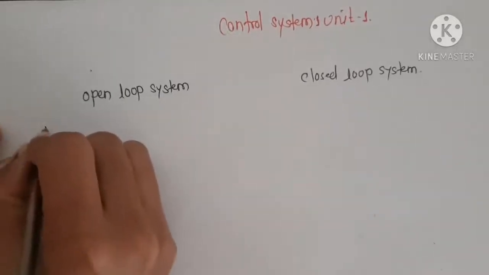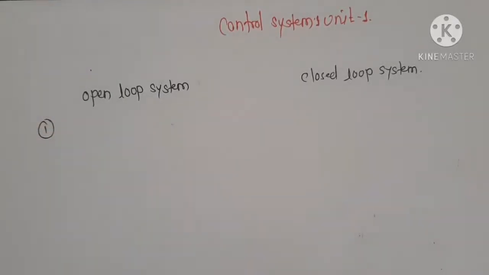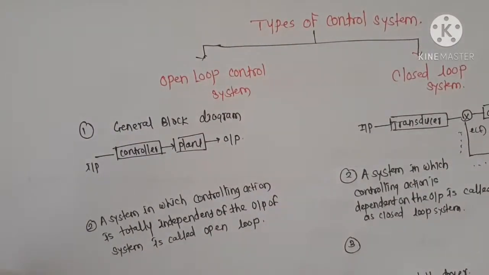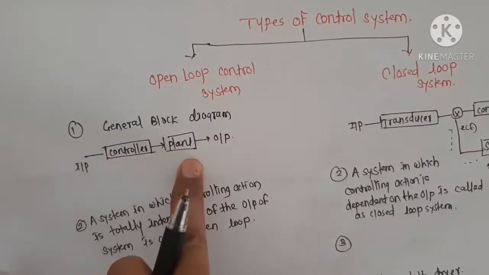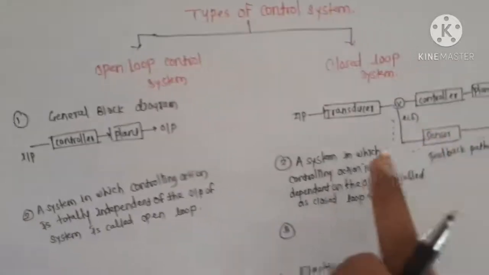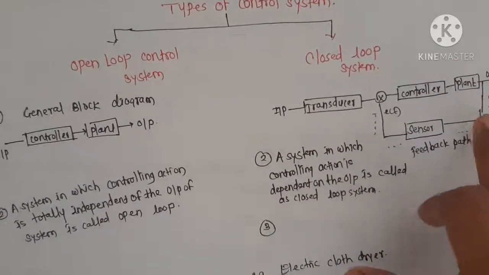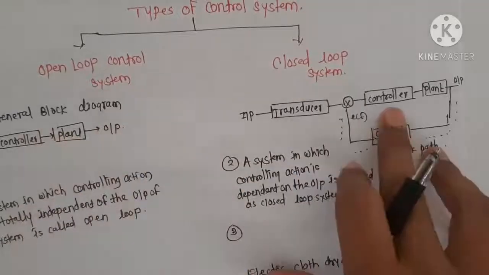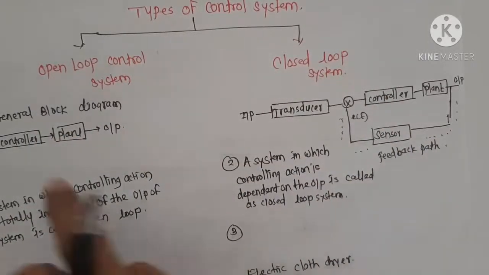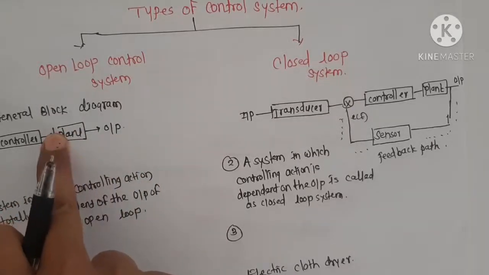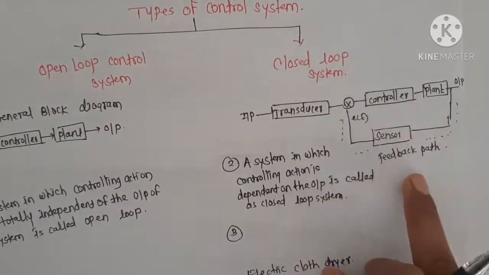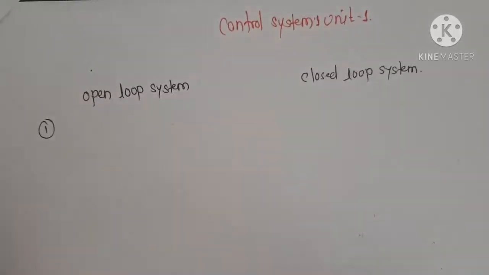So what is the first point we have seen? Which system is called an open loop system? The open loop system is a system in which the controlling action is totally independent of the output. This was the block diagram. A closed loop system is the system in which our controlling action is dependent on the output, because from here the output is given to the input through a sensor. So from this we make the first difference: here no feedback is present. Here the output is given to the input, that's why feedback exists and feedback elements are present. This is the first difference point.